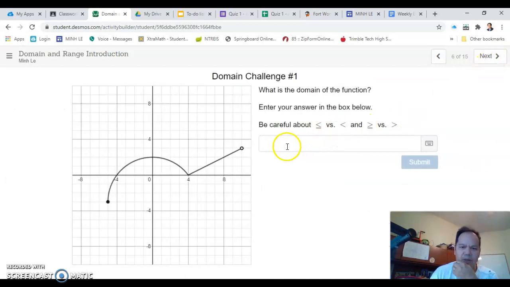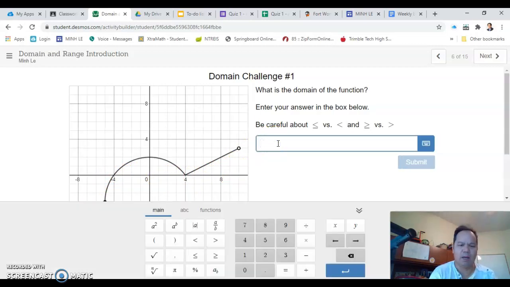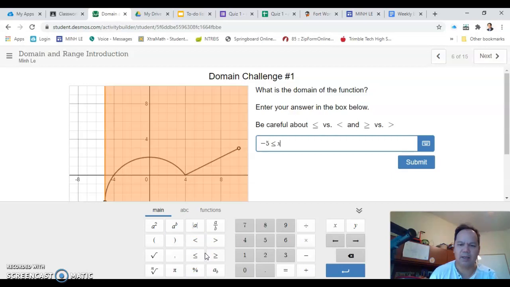Be careful. So if I walk on this x-axis and I go to negative 5, I look down, I see the endpoint is solid. And if I walk all the way to the right at 10, I look up, I see the endpoint. So my domain is where I was standing: between negative 5, less than or equal to, because it's solid, x, less than, because open, and then type in 10.